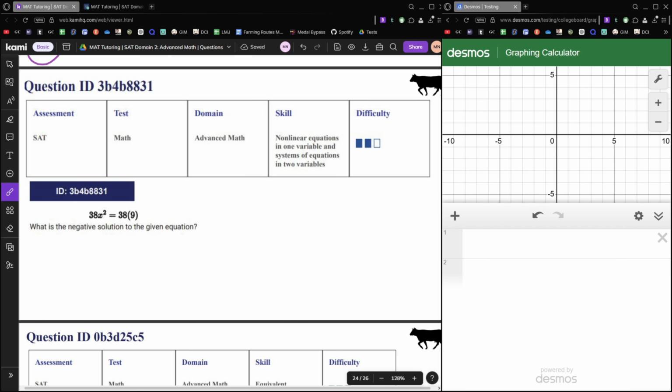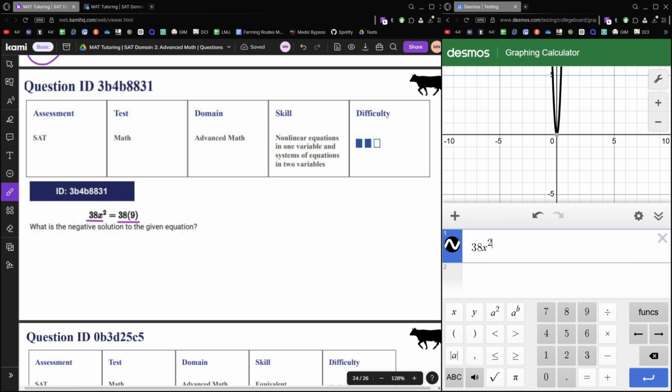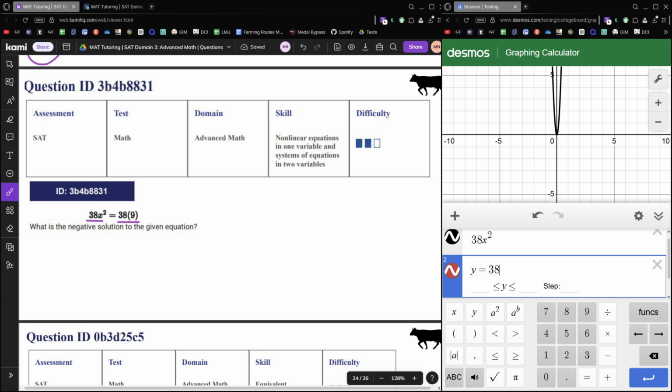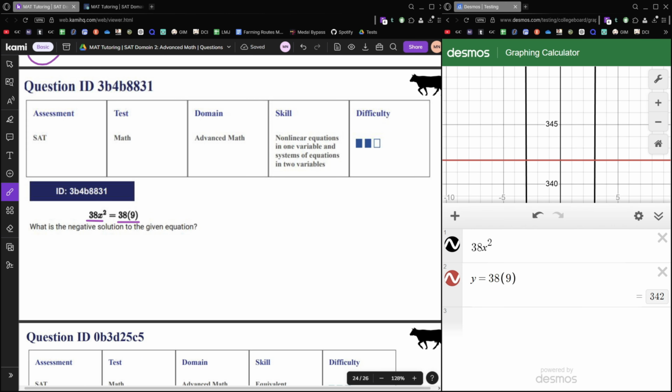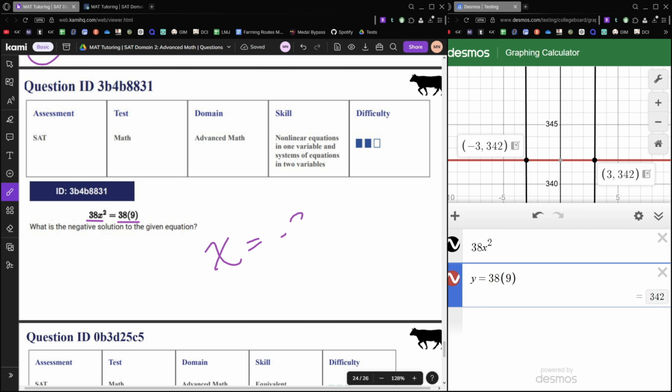Slide number 24, they give us an equation and ask us for the negative solution. Let's just go ahead and plug this into Desmos. Everything on the left side into its own line, and everything on the right side into its own line. There's everything on the left, and whenever you have a number, you need to put y equals in front of it. And here are our two lines. Remember, your solutions are where the two lines intersect. It's going to be the x value at that point, and they want the negative one. So that means our answer will be -3.